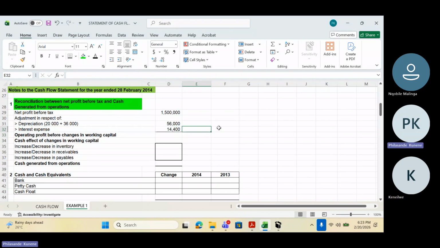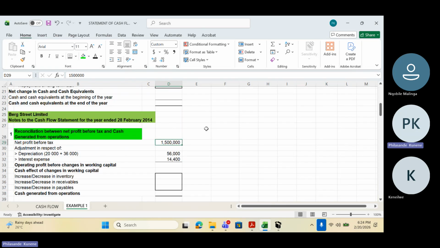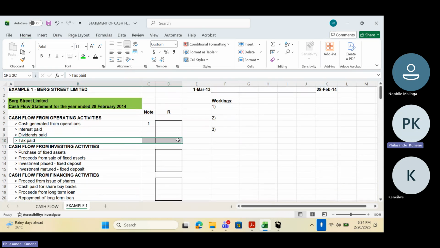You know the reason why we're adding it back. Interest expense, we add it back in this note. The reason for that is not because it is a non-cash item. Interest is a cash item because we pay it, right? If we incur interest on a loan, we're going to pay that interest to the bank or whichever institution we're owing. It's unlike depreciation, but the reason we're canceling it from the net profit before tax is because on the cash flow statement, interest has its own line.